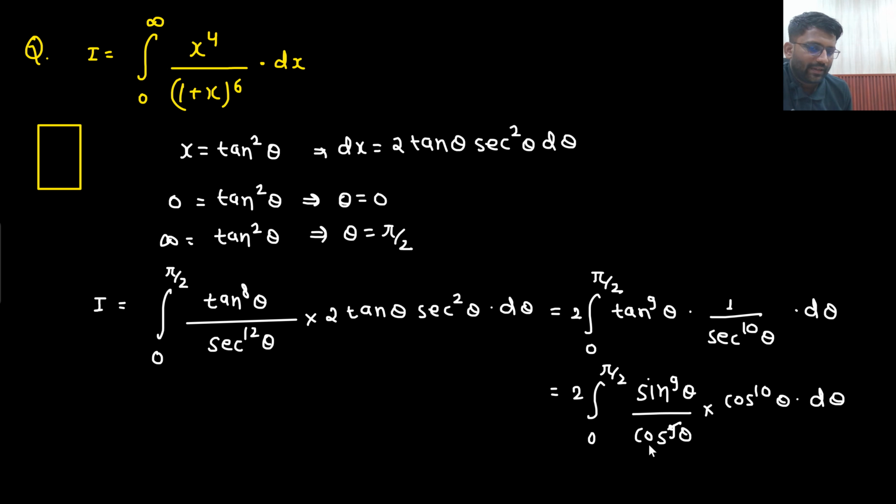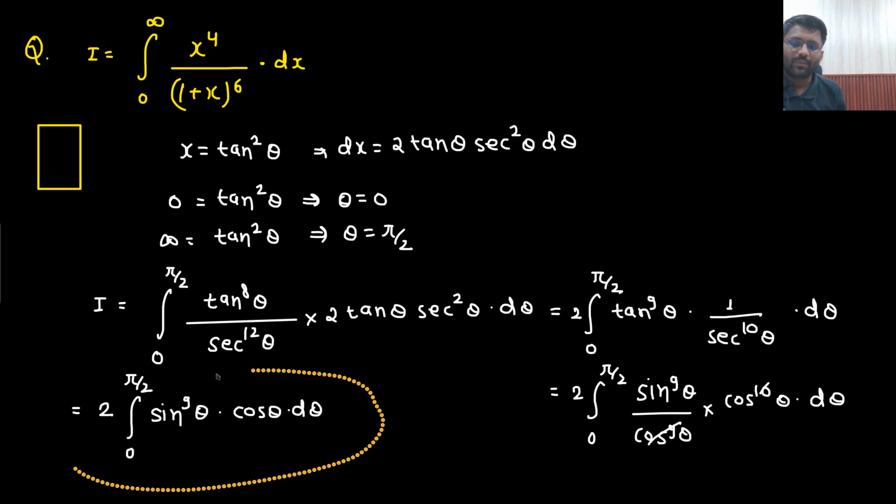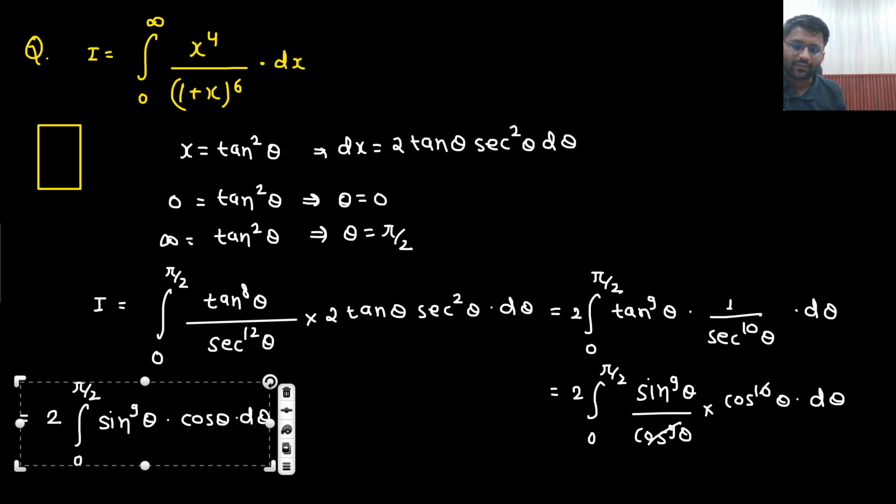Right? So what will you be left with? Only one power will be left. So what will be the answer? 2 from 0 to pi by 2 sin to the power 9 theta dot cos theta d theta. Say yes or no? Right? So can I apply the formula now? Yes sir, I can apply the formula.